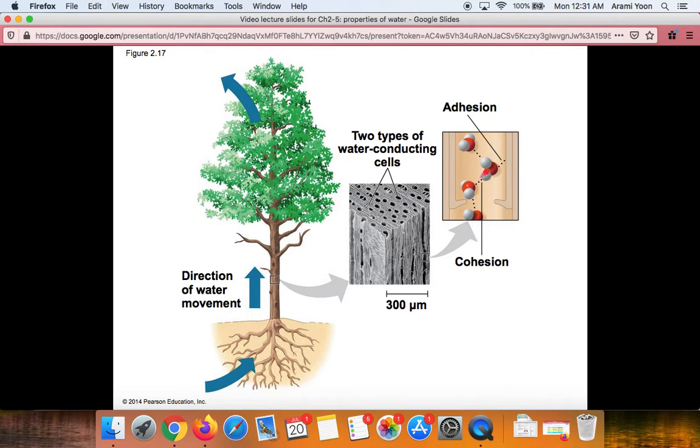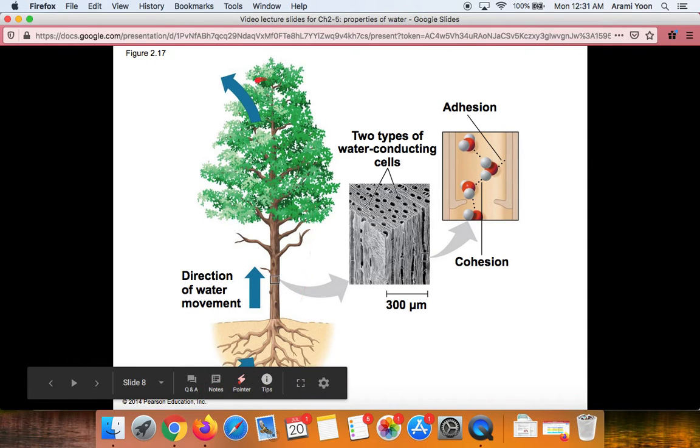Cohesion is water molecules' ability to hydrogen bond with each other. And adhesion is a water molecule's ability to hydrogen bond with some other hydrophilic substance. So here's an example of that.